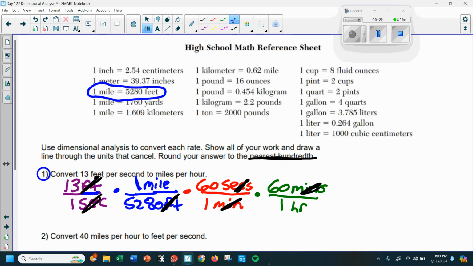Okay, I did not mean to just cross that off, but here we go. So we're going to round this to the nearest hundredth. So we go to the calculator.